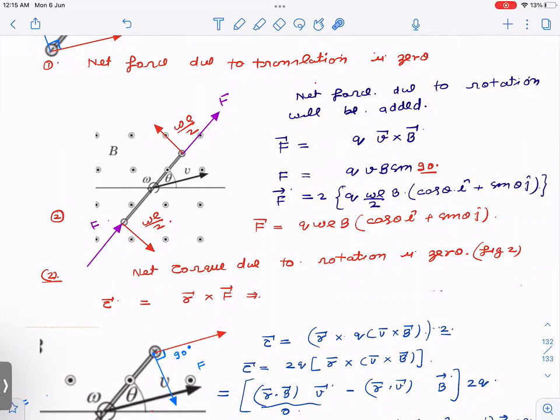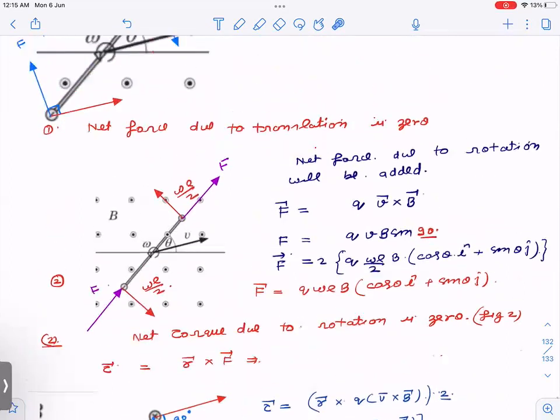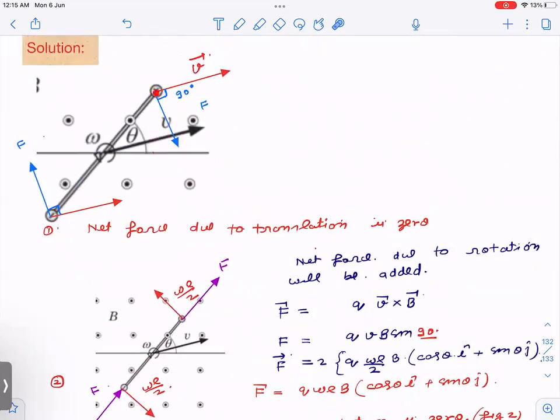Fine. Now let us see this diagram. In this diagram, one force was this, one force was this. So this was due to translation. Due to translation, net force was 0. But what will be the net torque? Net torque will not be 0, because if you take the center, then this will provide clockwise torque. This will also provide clockwise torque. So the torques will be added. So what I'm going to do now, I will find the torque on this positive charge by doing R cross F and then multiply by 2, because this will also provide the same amount of torque in the same direction. So let us calculate that.